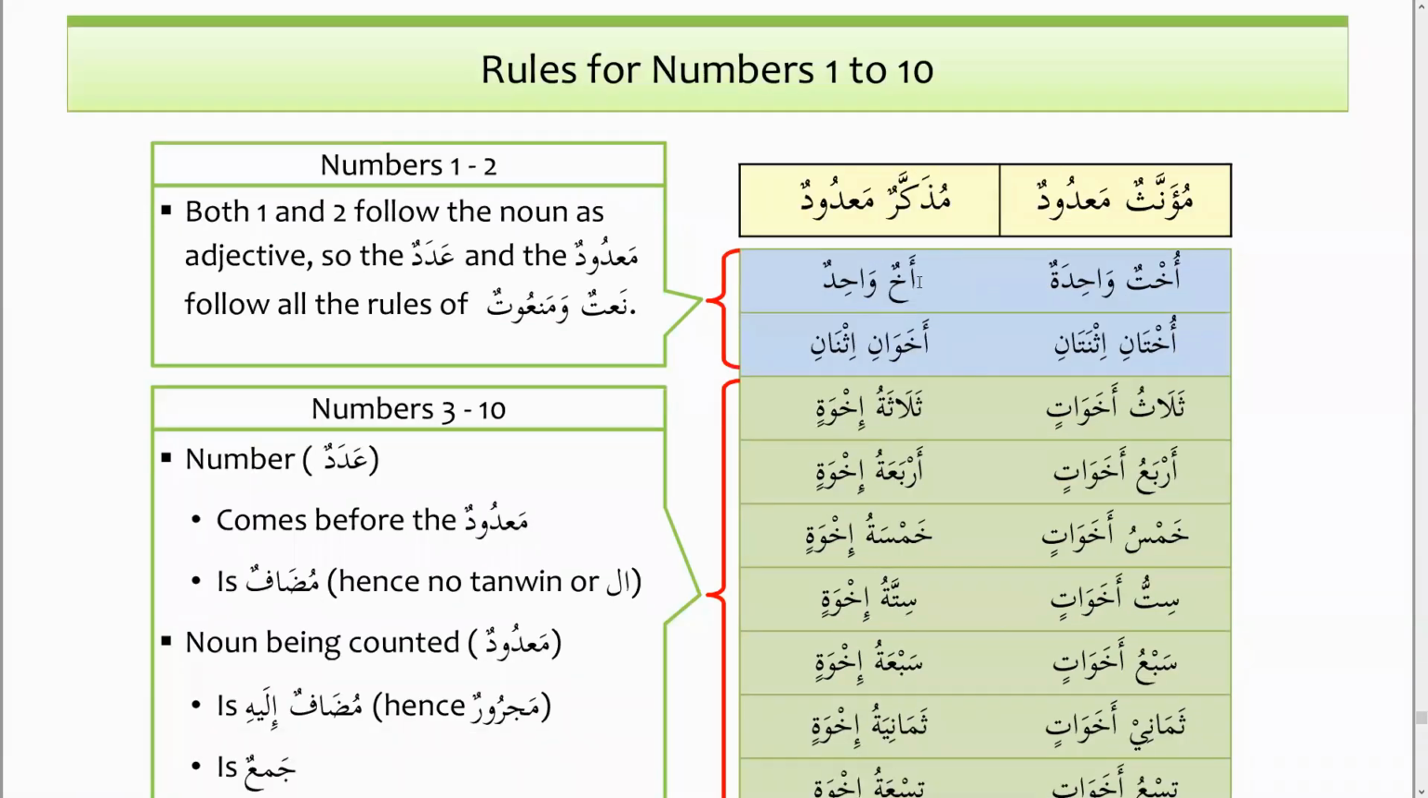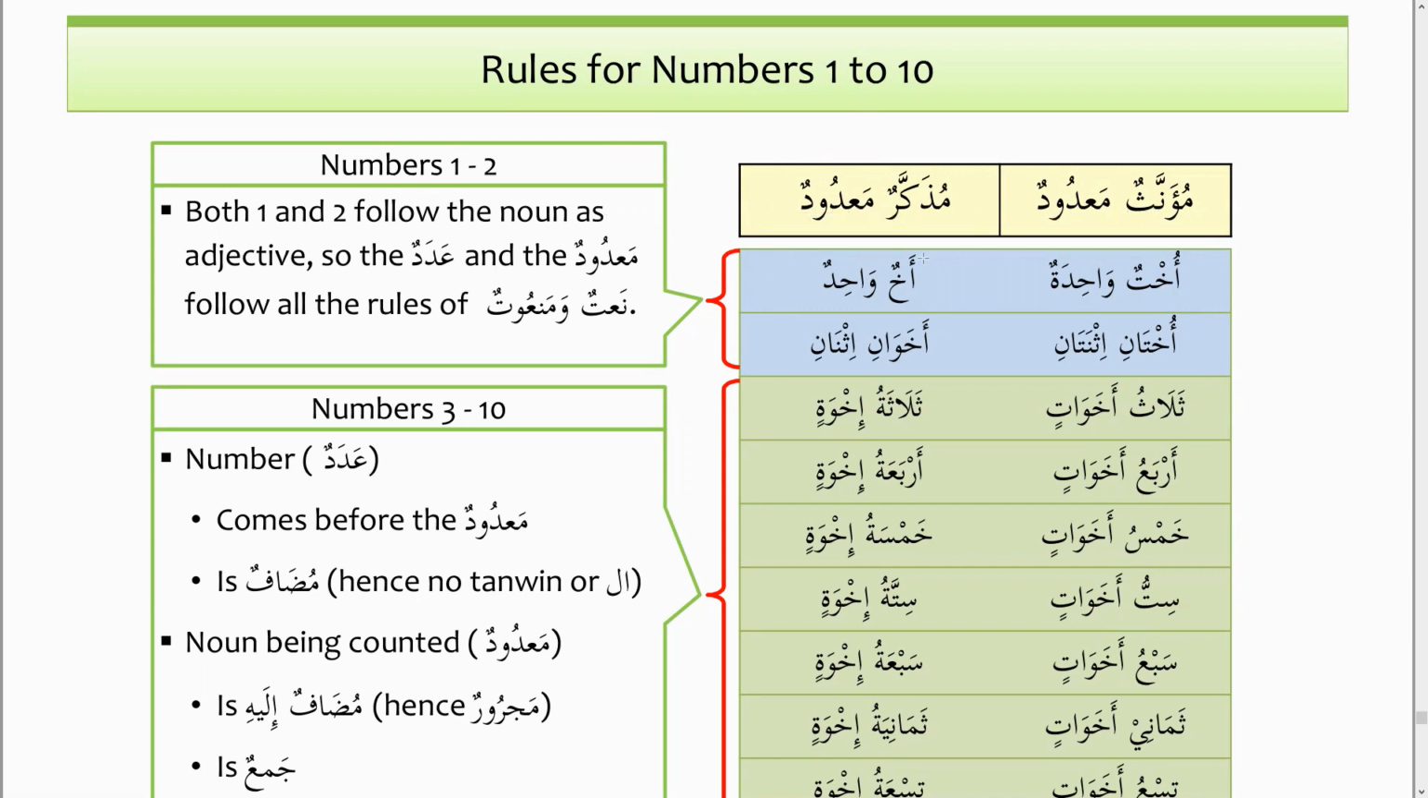So for numbers 1 and 2, if the ma'dud, that is the thing which is being counted, is masculine, mudakkarun ma'dud, or it is feminine.